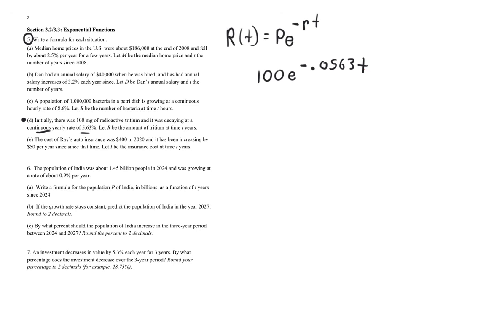So E, we really need to think about here because it's a little bit of a trick. The cost of Ray's auto insurance was $400 in 2020 and has been increasing by $50 per year since that time. Let I be the insurance cost at time T years. So here, it actually is just a linear function because we're increasing by $50 a year. Notice how nothing in here says rate, versus the other four all talk about a rate or a percentage. This one is linear.